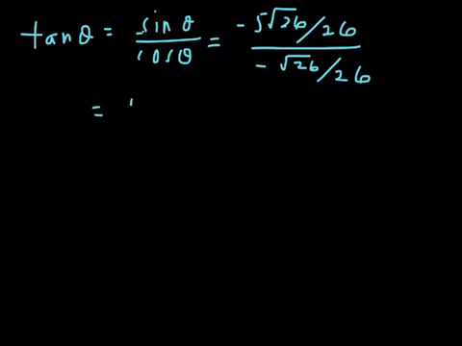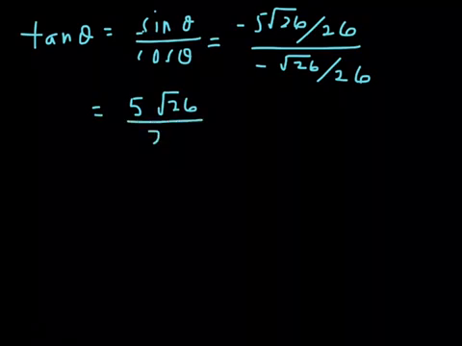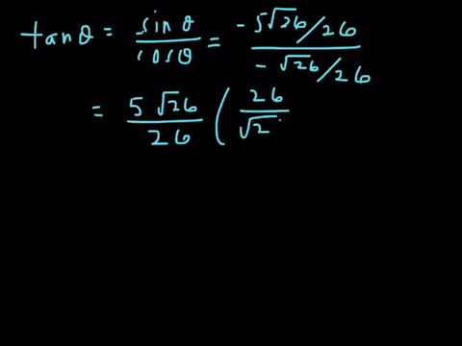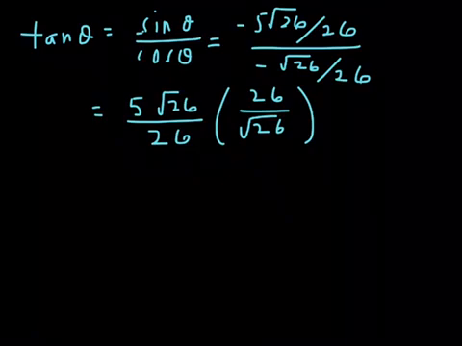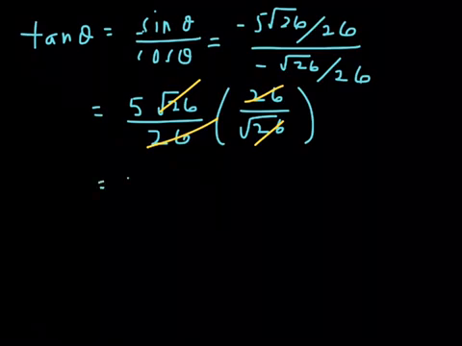So then you're going to have 5 root 26 over 26 times the reciprocal, which would be 26 over root 26. I'm not even bothering with my signs here because I know a negative divided by a negative is a positive. So these divide out, and so do these. And so tangent of theta is just 5. Okay?